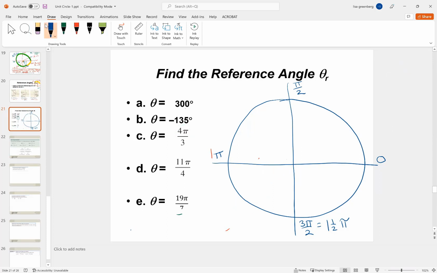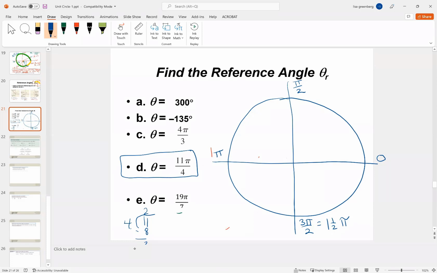We're going to do 11 pi over 4. What's the first thing you want to do when you look at 11 pi over 4? Make it a mixed number. Let's make it a mixed number. 11 divided by 4. Well, that gives me 2, subtract 8, 3, right? So it's 2 3/4. So I know now that 11 pi over 4 is equal to 2 3/4 pi, which is really the same as saying 2 pi plus 3/4 pi, right? It's the same. It doesn't matter how you look at it.